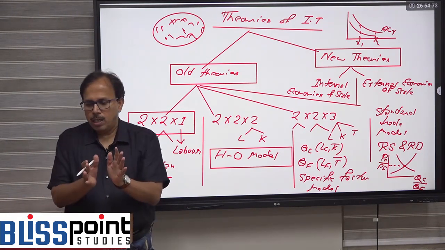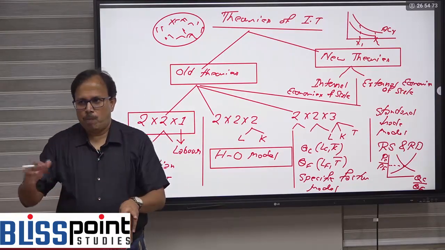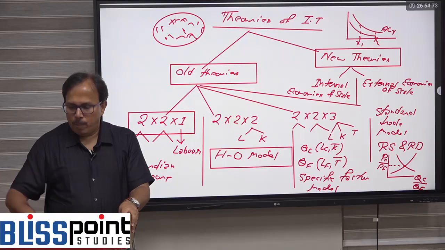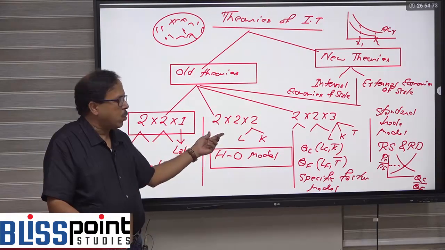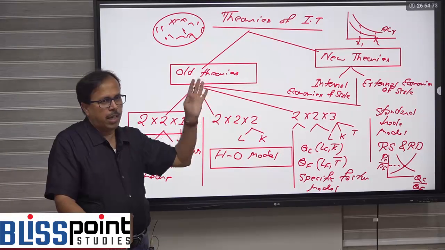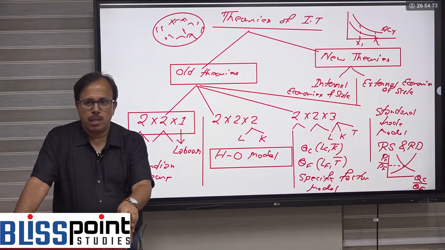But I am just sticking to the old and the new trade theories. In new trade theories you can add that part, the technological gap model, further. But first we will complete this frame. That means we start with the Ricardian, then HO, then specific factors, then standard, then internal, then external, and then we will explain the technological gap model. Clear?